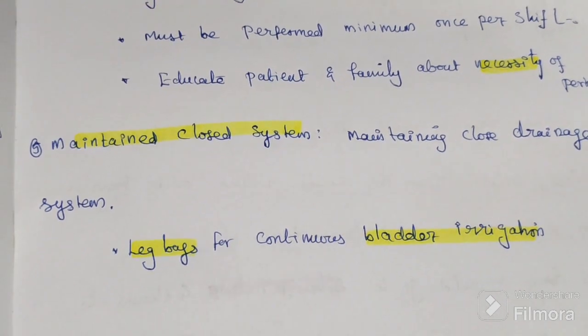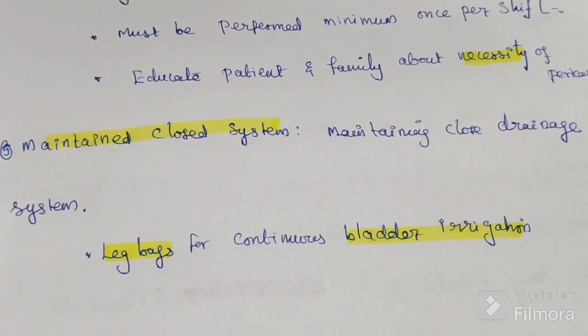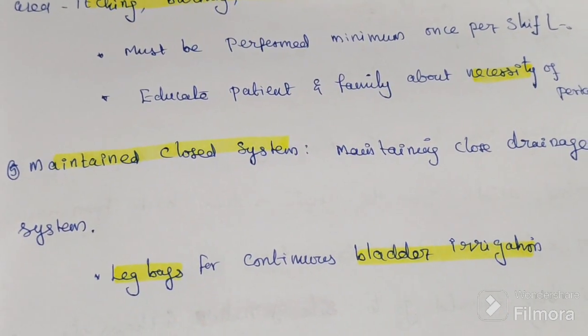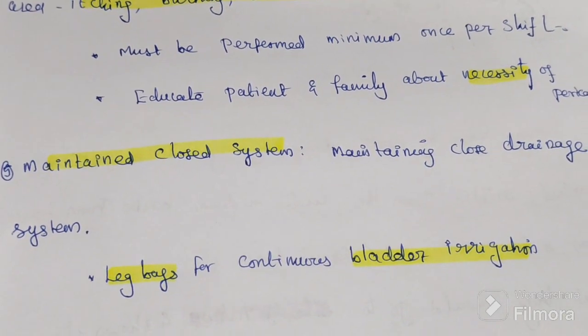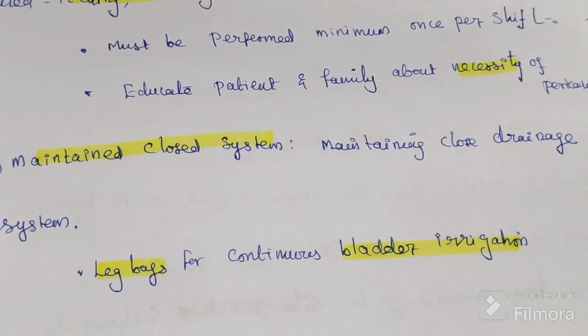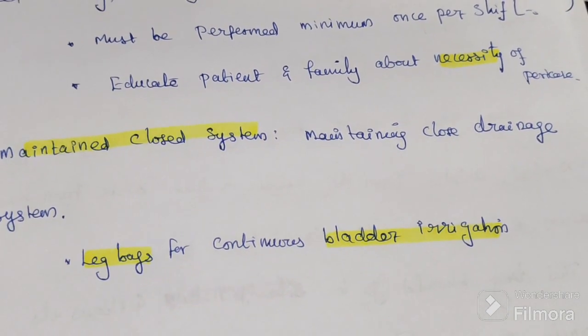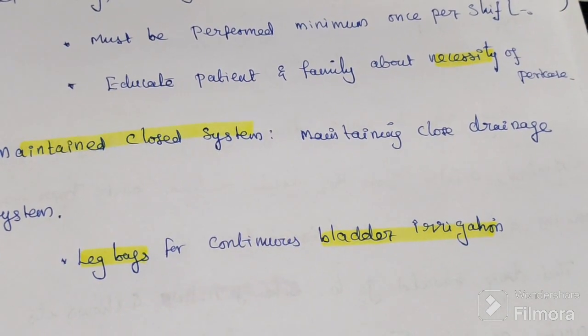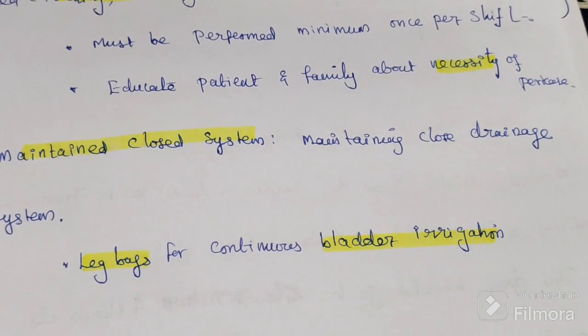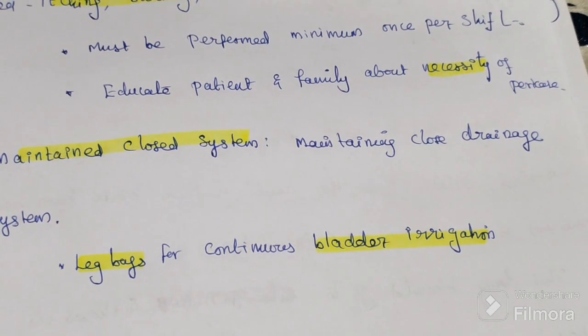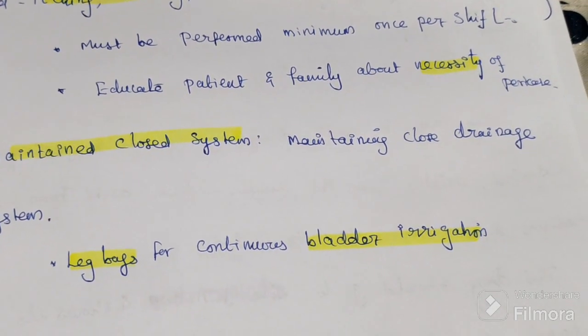And for the last component of this catheter associated urinary tract infection care bundle, we have the maintained closed system. Maintaining the device's integrity, continuously maintaining a closed drainage system is indispensable for infection prevention, except when irrigating the catheter.